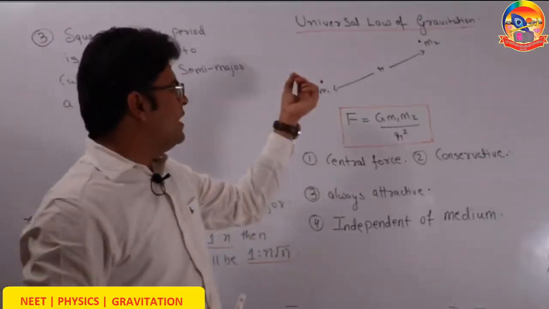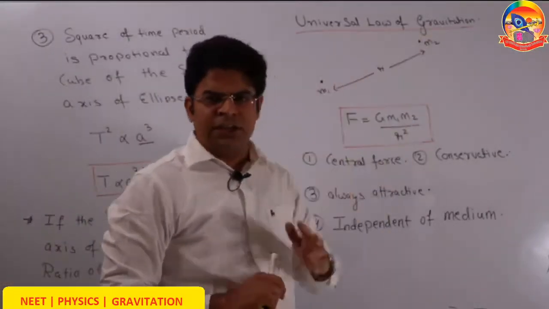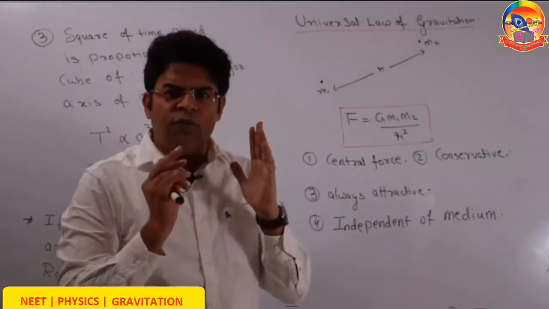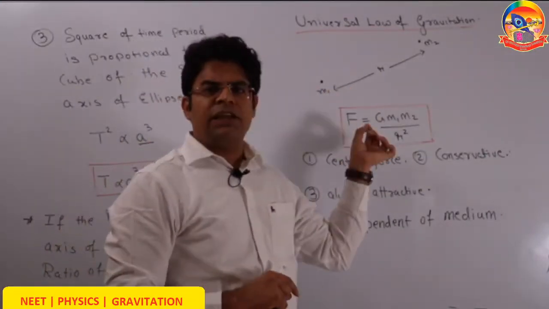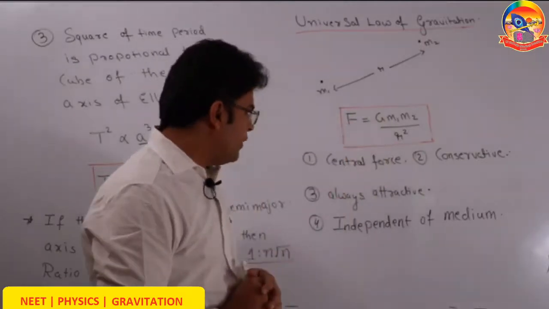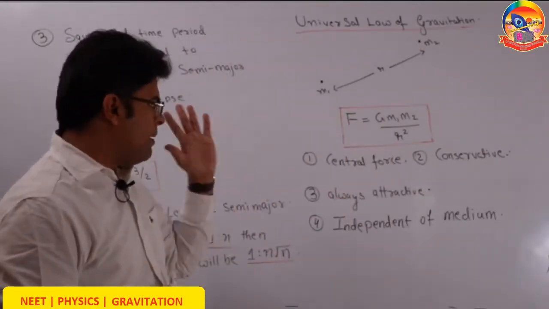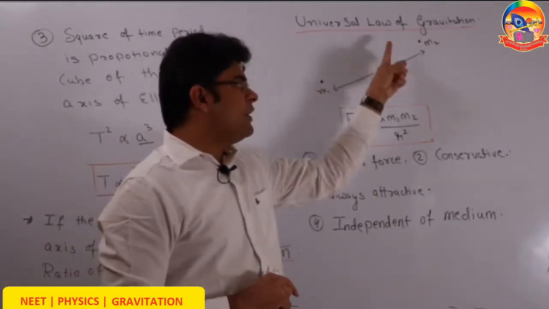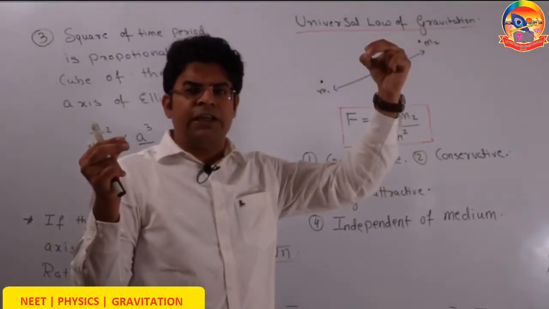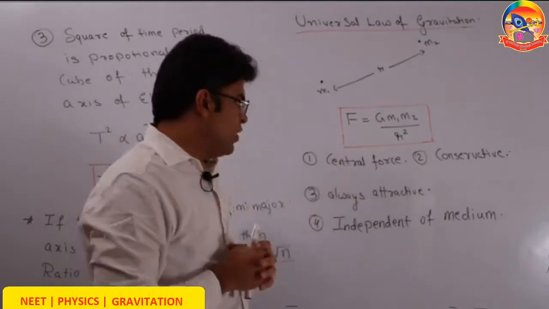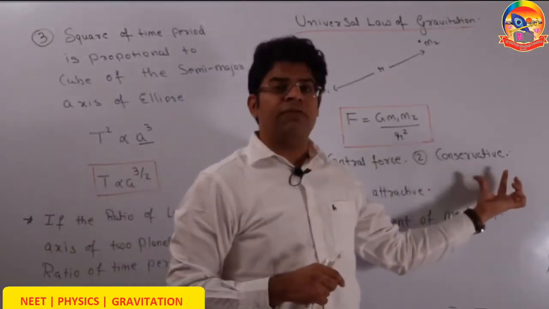So let's say there are two masses m1 and m2 separated by distance r. The gravitational force of attraction between these two masses is given by G m1 m2 by r squared. Important things to remember here. Gravitational force is a central force. It acts along the line joining the particles. Okay, central force. Gravitational force is conservative in nature.